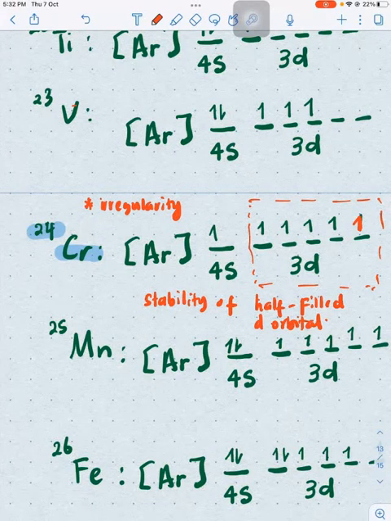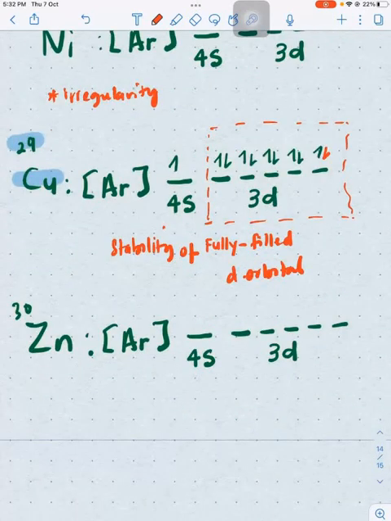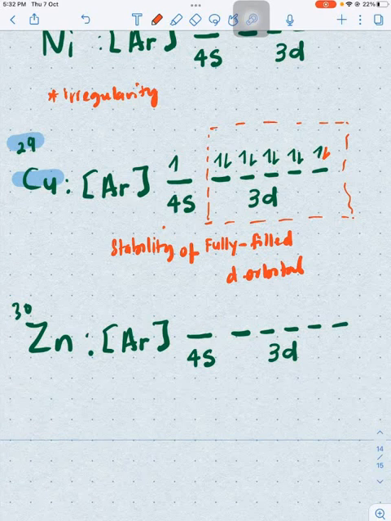Copper pun sama lah. Cuma copper ni dia 3d dia penuh. 3d dia akan jadi 3d10. So untuk silver bawah dia tu dia akan jadi krypton 5s1 4d10. Itu adalah electron configuration untuk silver.